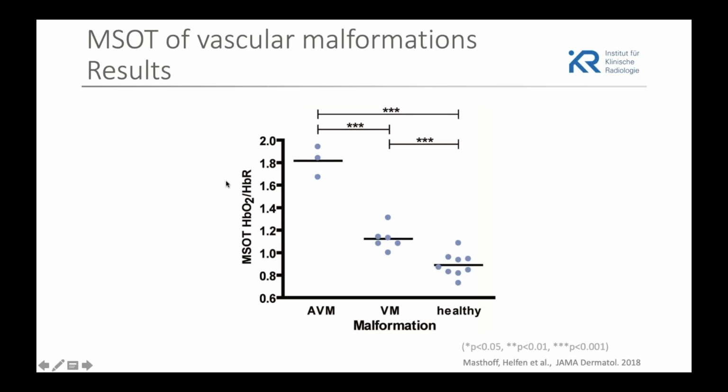Coming to the results, we saw that this ratio of oxygenated hemoglobin over deoxygenated hemoglobin was significantly higher for AVMs than for VMs, and both were higher than the comparable healthy tissue on the contralateral side. So interestingly, MSOT was able to distinguish here between the clinical important differentiation of AVMs versus VMs.